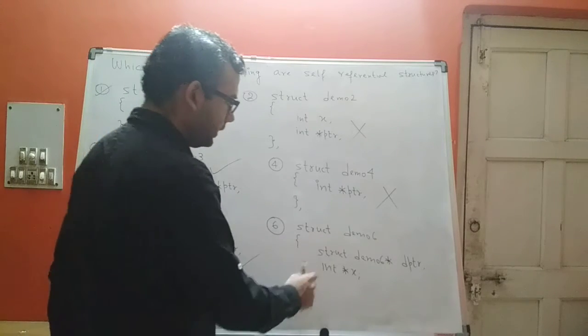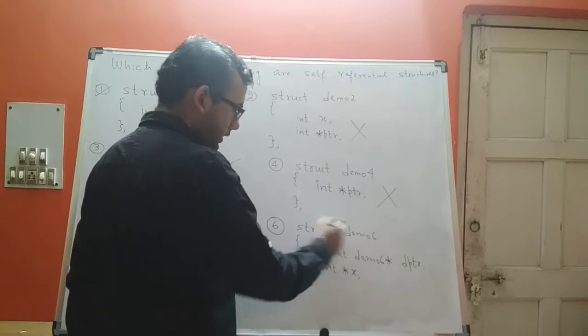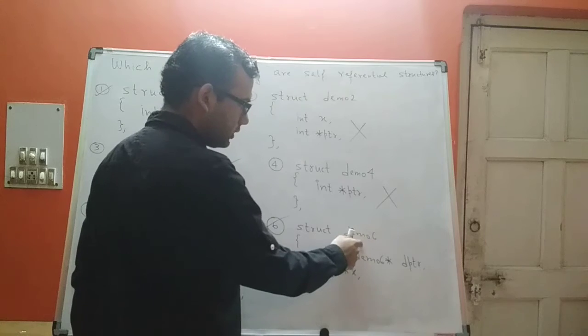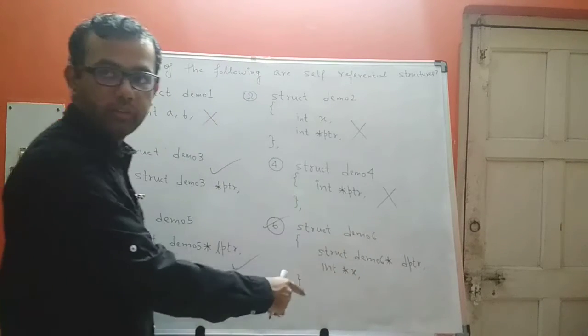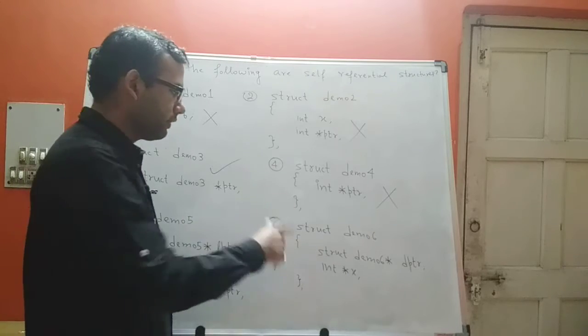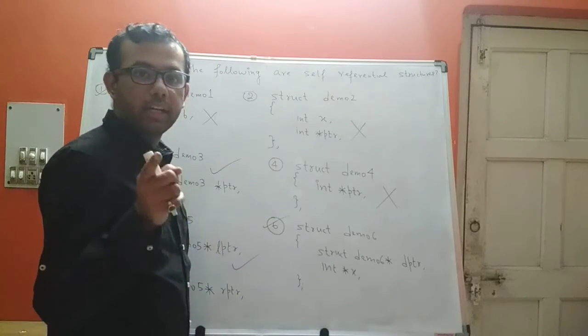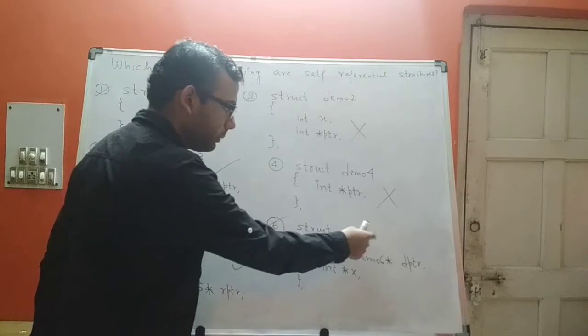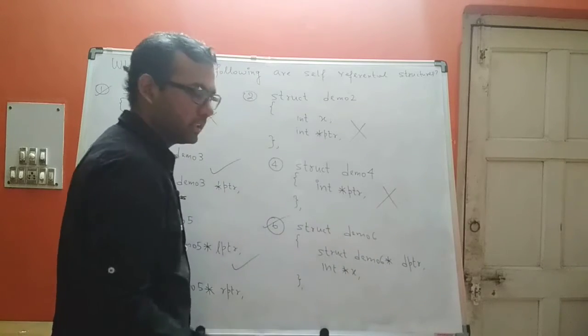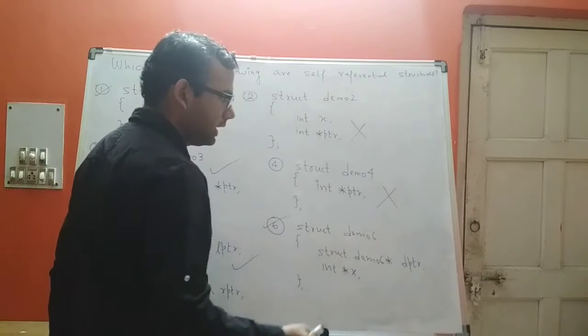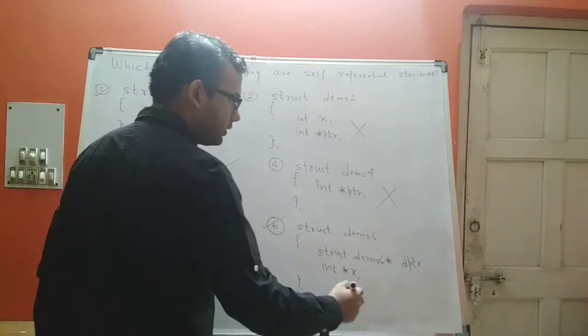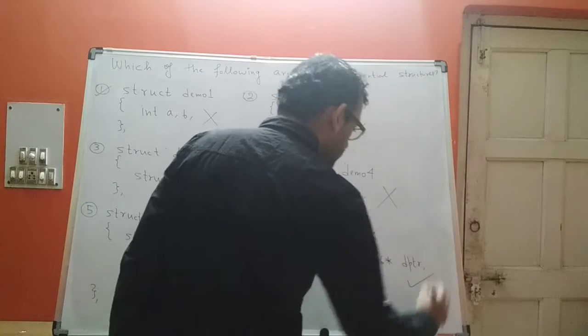Now let's look at the last one. We have the structure as struct demo6. Now, do I have any pointer for demo6 to qualify as a self-referential structure? It must have at least one pointer which is a pointer to struct demo6. Now see, I have dptr which is a pointer to struct demo6. As a result, I can say that struct demo6 is a self-referential structure.